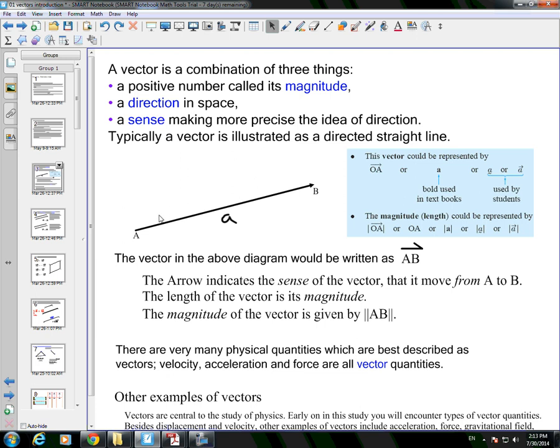And when we talk about sense here, here's point A and here's point B, and we see the arrow headed off in the right direction. So AB is the vector that's shown here. Sense: if we change the sense, we would be talking about vector BA. So we're going in the opposite direction at the same angle.